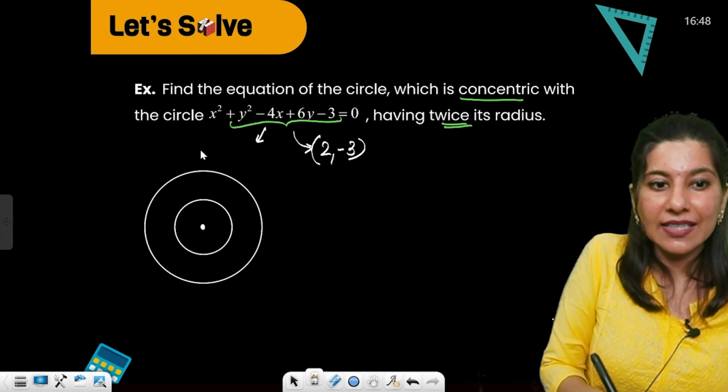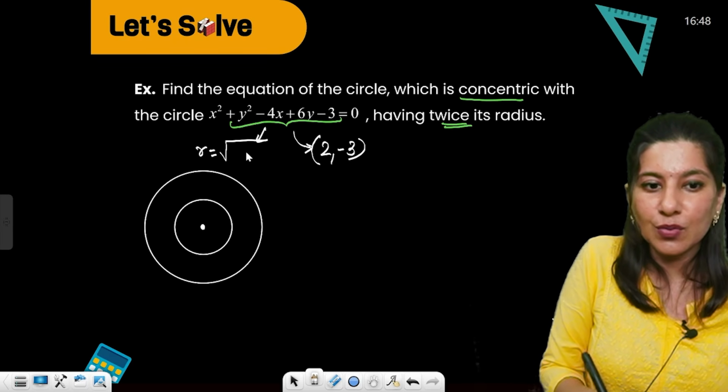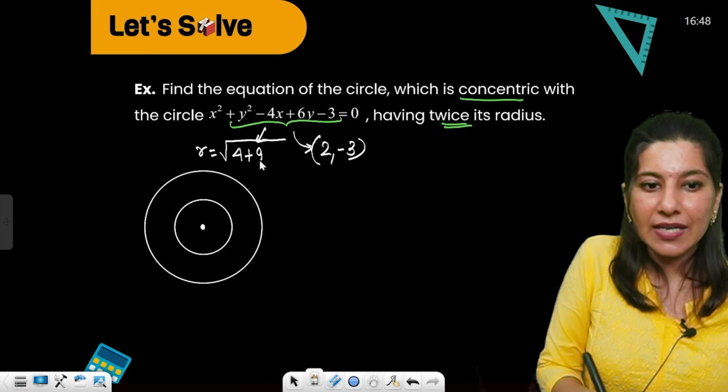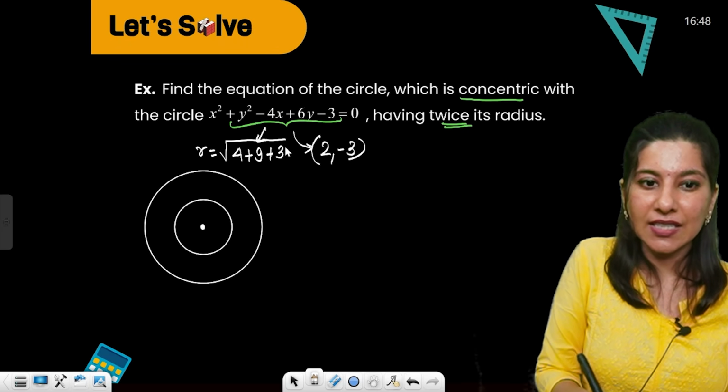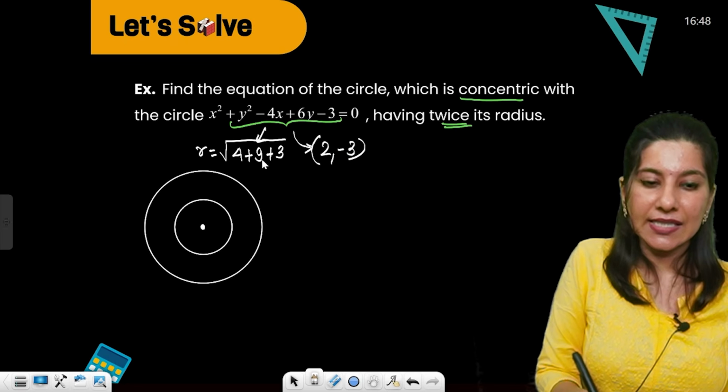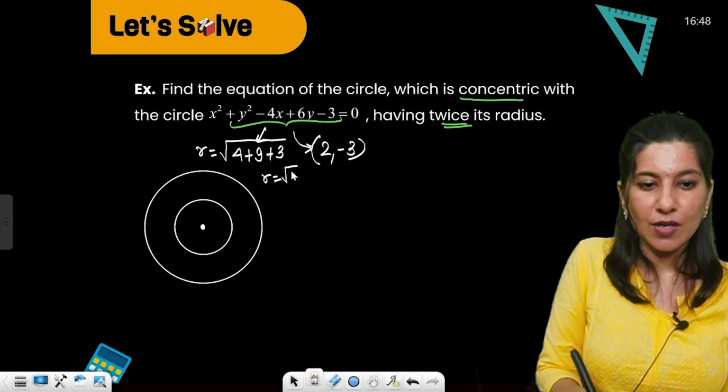So this circle has radius r equal to the square root of 2 square, 4, plus 3 square, 9, minus of minus 3, so plus 3. 9, 10, 11, 12, 13. 13 plus 3 is 16. So root 16, r is equal to 4.